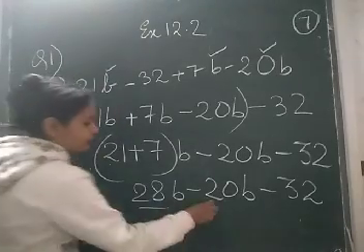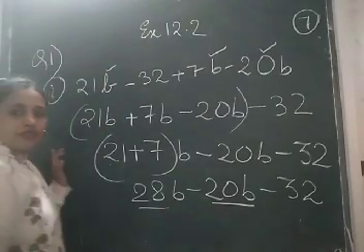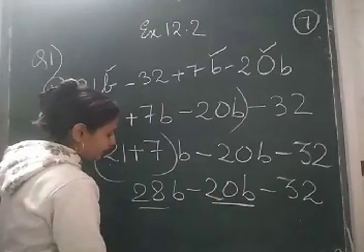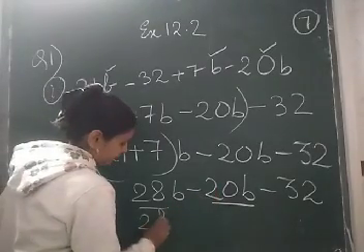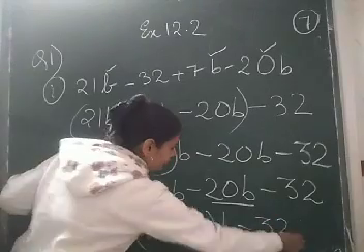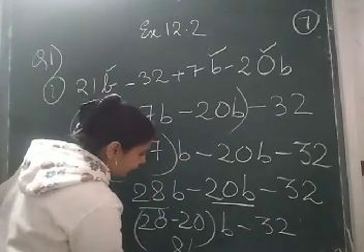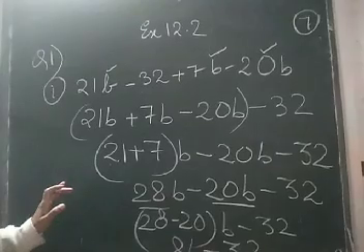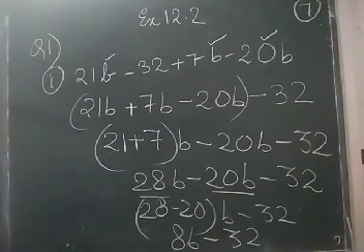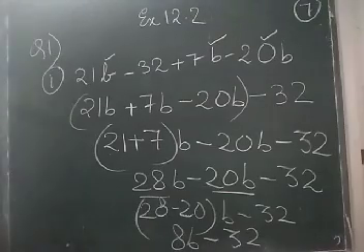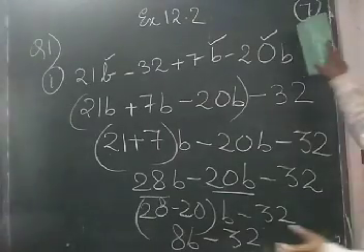Okay, now we will subtract these two. Children, we will follow the BODMAS rule as we have already done. 28 minus 20. 28 minus 20 is 8. 8b minus 32. So your answer is 8b minus 32. Okay, so this completes your first one. Then we go to the second one.